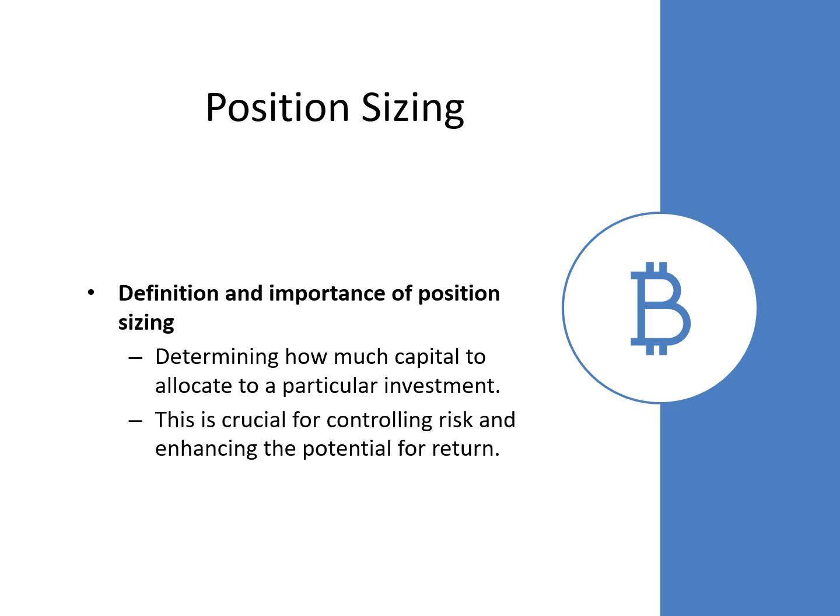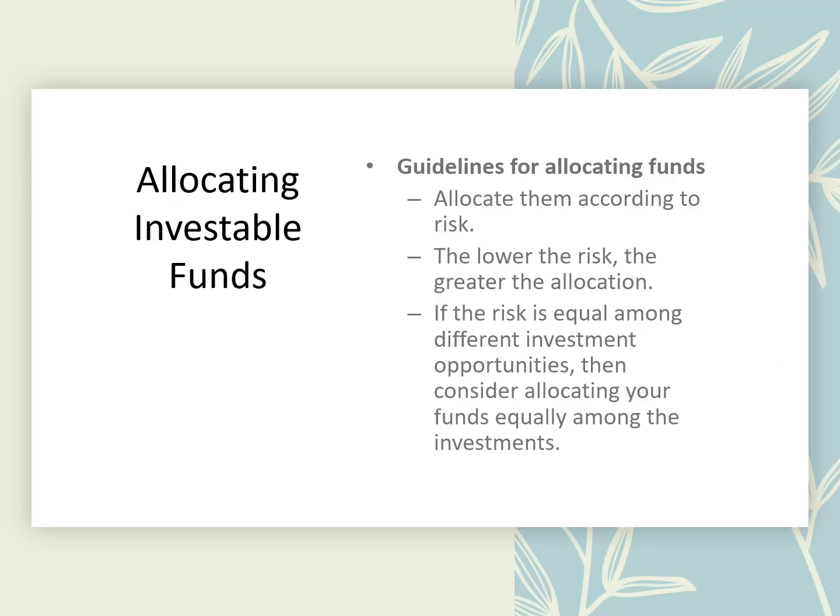You don't want to put all your eggs in one basket. You don't want to put all of your investable money into a single investment. This is where, again, asset allocation and diversification come into play. Allocating investable funds. So here are some guidelines for allocating funds.